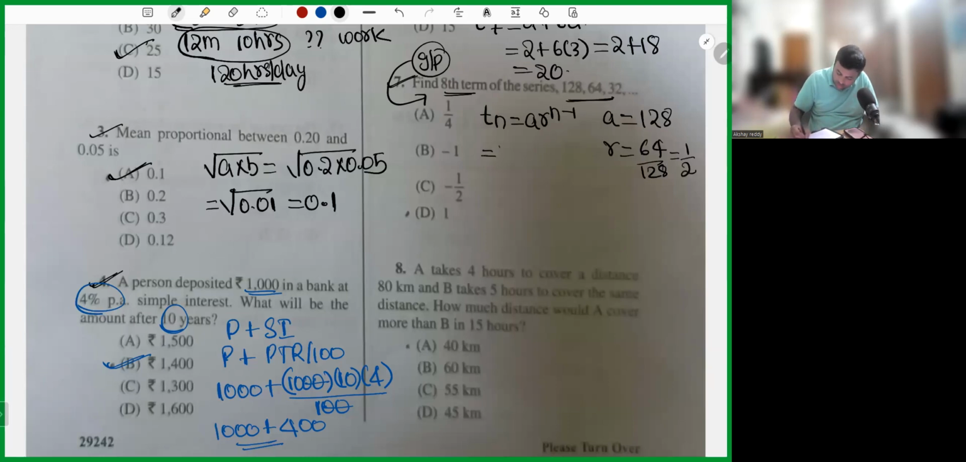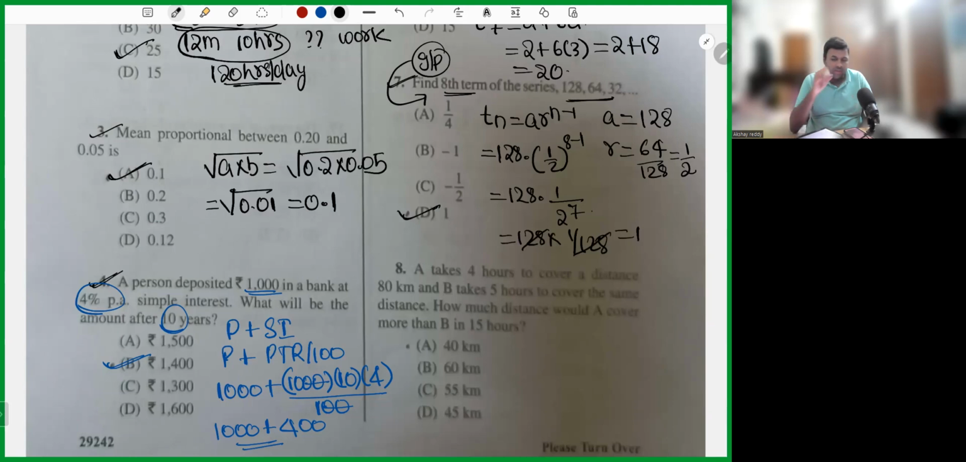So Tn is A into R power 8 minus 1, which is 128 into 1 by 2 power 7. What is 2 power 7, my dear friends? 2 power 1, 2, 4, 8, 16, 32, 64, and 128. So 128 into 1 by 128, the resultant is 1.